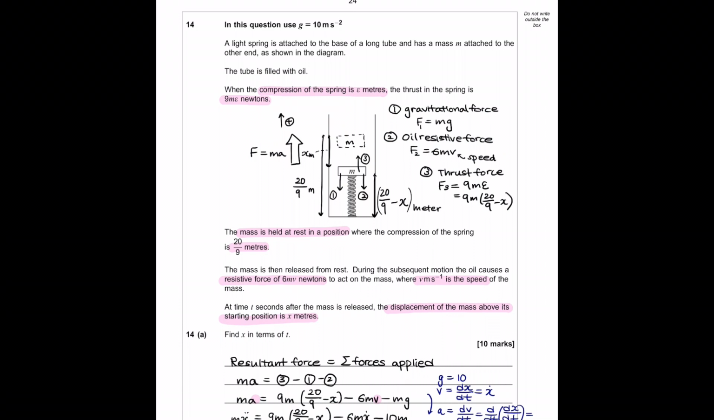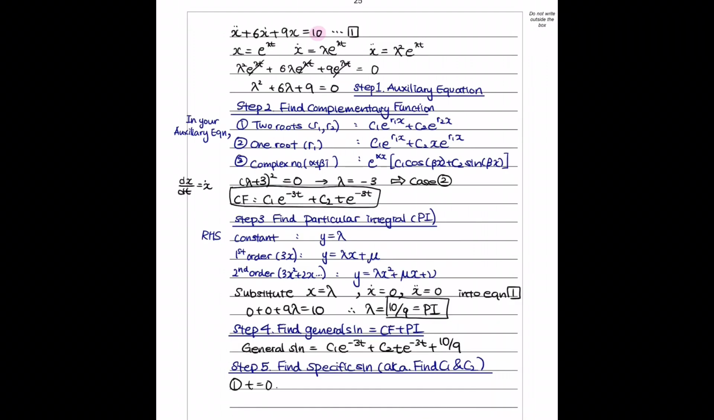So let's go back to our question. When t is 0, what is the displacement? How much did they move? None, right? It just released the spring, so it should still be 20 over 9 meters. So meaning it hasn't displaced, therefore it moved 0 meter. So at t equals 0, x should be 0. No displacement in the initial moment.